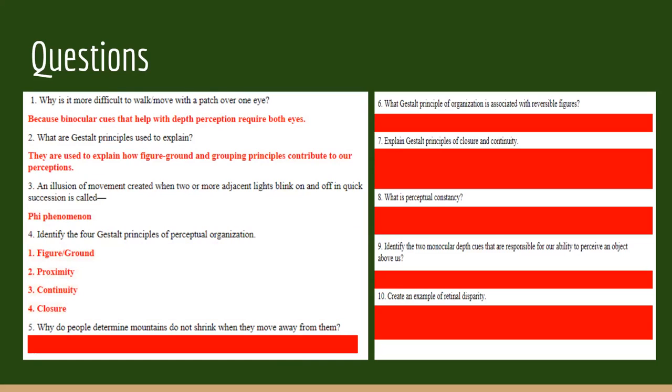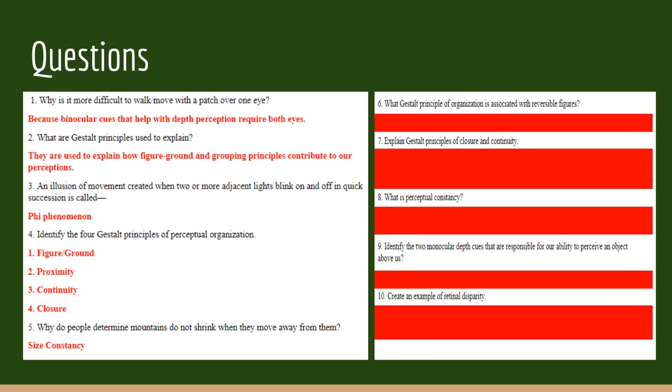Why do people determine mountains do not shrink when they move away from them? Because of size constancy. With the constancies, that might not have been the best example when I was trying to say what it meant, or best definition I meant. Really what a constancy is, is that we know something's the same when it doesn't look like it is.